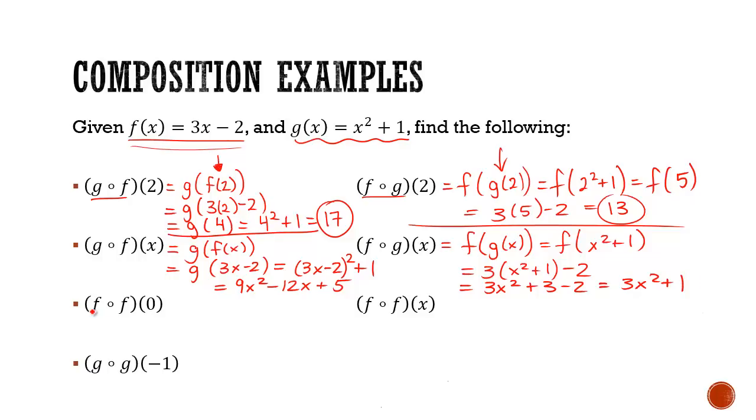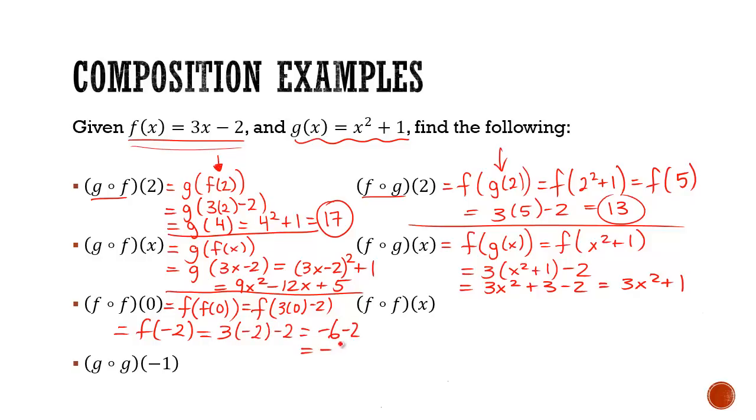Let's try these other ones. Here you could compose a function with itself. So this translates, using the definition again, f of f of 0, which means we have to find f of 0 first and use that as an input for f again. So let's find f of 0. That's 3 times 0 minus 2, which is 0 minus 2, which is negative 2. But now that is our new input, and that takes us to 3 times negative 2 minus 2, which is negative 6 minus 2, which is negative 8.